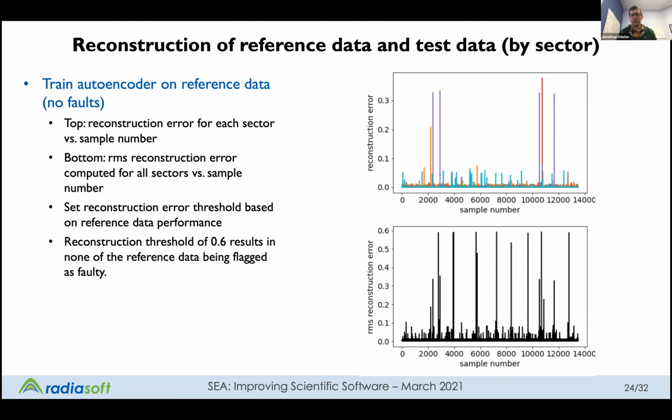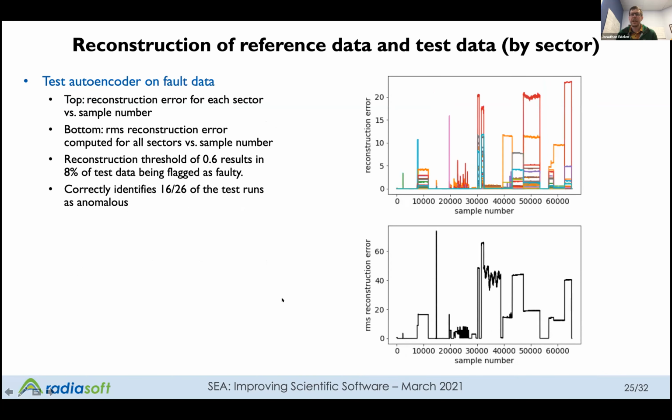The same thing is true if you look at RMS, which is just the single output parameter for the whole data set. Again, you say the threshold should be set such that all of the reference data is flagged as good and none of it is flagged as anomalous, which would be the totally unsupervised way of doing it, where you say, we don't have any idea what anomalous is going to look like. We're just going to set the threshold based on what the reference data says.